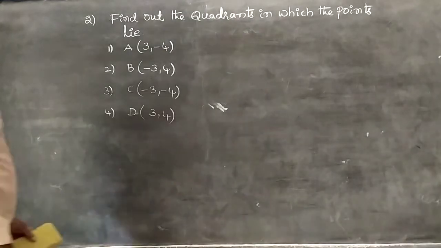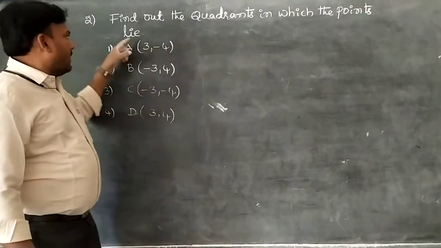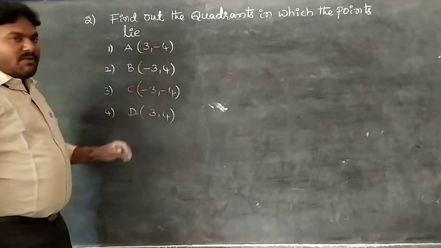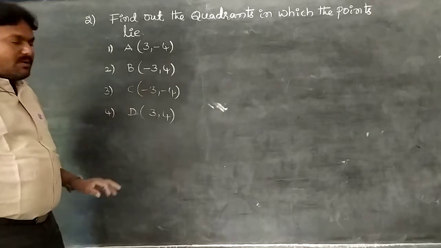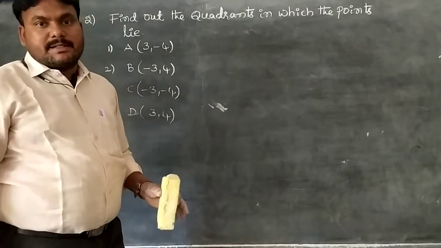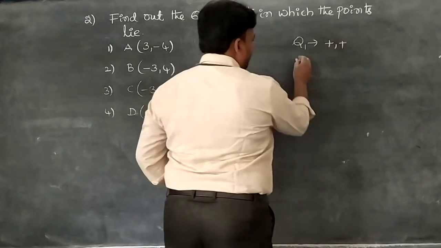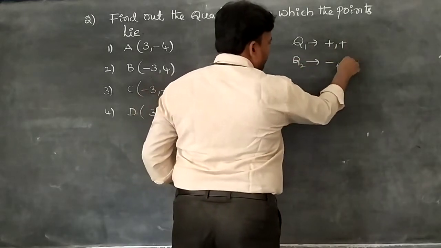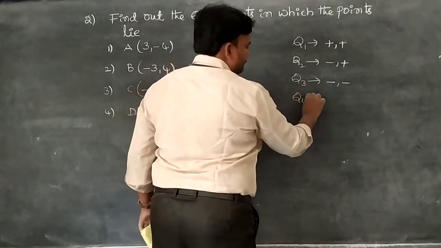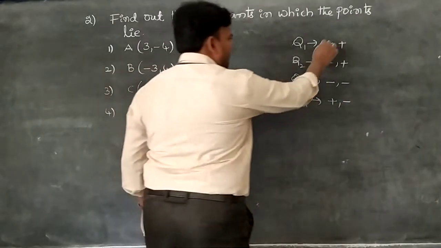Observe the question, students. Let us find out the quadrants in which the points lie. A (3, -4), B (-3, 4), C (-3, -4) and D (3, 4). Observe the signs of the coordinates in the quadrants. We know very well: Q1 is plus, plus; Q2 is minus, plus; Q3 is minus, minus; and Q4 is plus, minus, students.